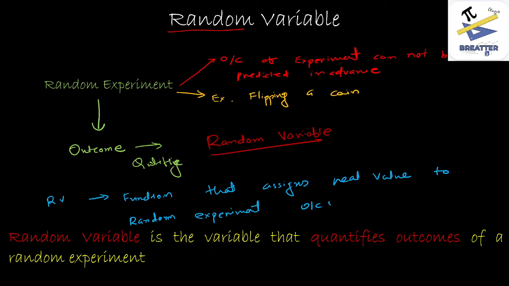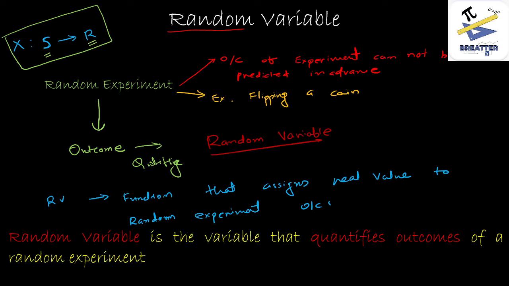So what is the job of random variable? Random variable has the simple job of assigning a real number to the outcome. Now as it assigns a real number to the outcome of a random experiment, how can we write it symbolically? Let us assume x is a random variable. What is the domain of x? X will have the domain of sample space, and it assigns a real value. So here is the symbolic representation: x has the domain of sample space and assigns a real value to the outcome. Again, the definition of random variable is that it is a variable that quantifies the outcome of a random experiment.